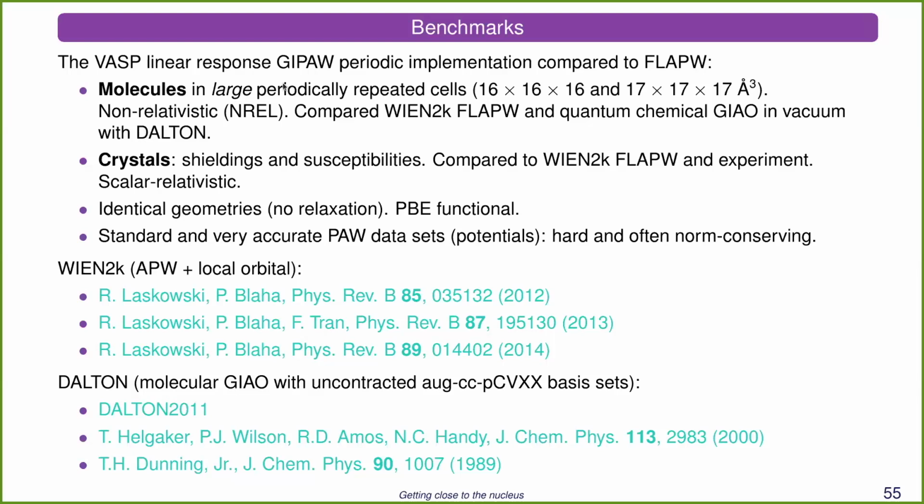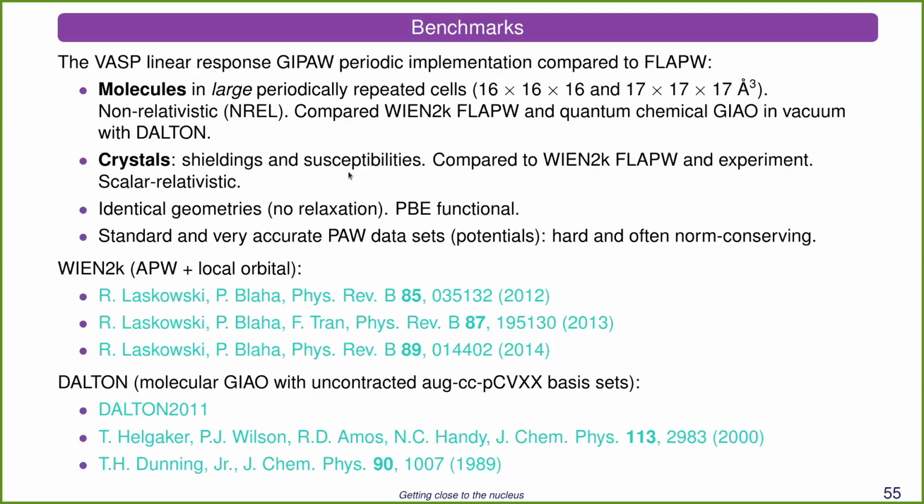And for molecules, we have to make periodically repeated supercells that are sufficiently large so that the molecules don't see each other, so that the fields produced by the currents in one molecule are very weak when they're measured at the next molecule. In the calculations you see in a moment, we did this with purely non-relativistic potentials, because the quantum chemical calculations there are purely non-relativistic. So you can very directly compare. And these Wien2k full-potential calculations are also non-relativistic in that case.